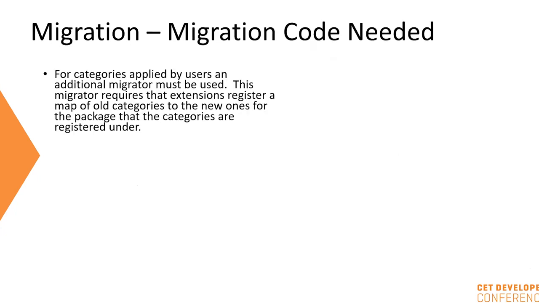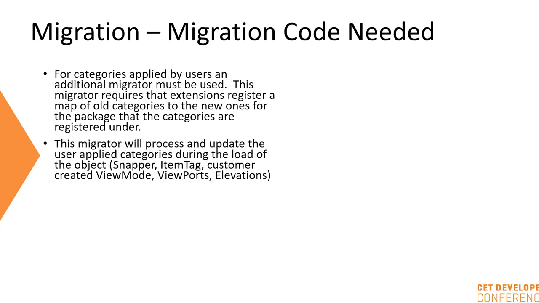All right. And if you have any custom categories in your extensions and you're planning on maybe removing or changing those, we have a system in place for doing that. Basically, you'll just need to register what the old category was, what the old symbol was, and what the new symbol is going to be. This object will keep track of all the mappings, and it'll process the snappers, the item tags, user created view modes, viewports, and also isometric elevations to update them. And this is going to happen in loaded one on those objects.